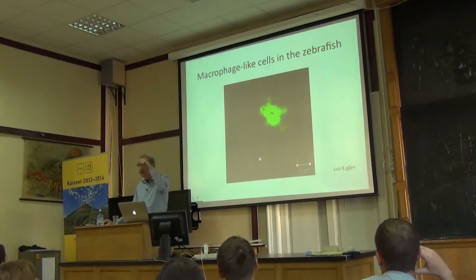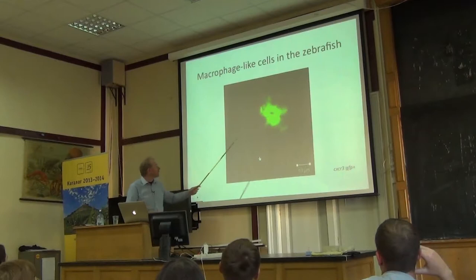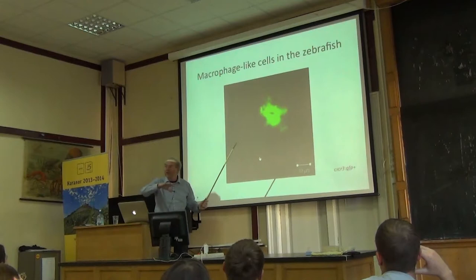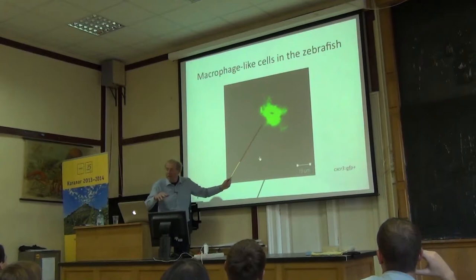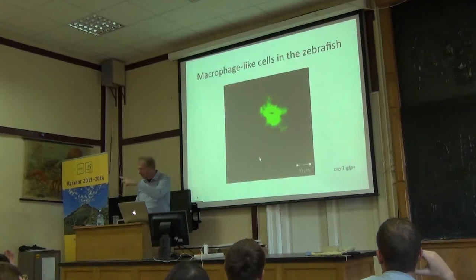So if you are a friend of this particular cell type and want to see where this one goes and distinguish it from all the other green cells that are also wandering about in the embryo, you can shine a light on them and change the color from green to red, for example, and then this red color will stay. You can follow the cell that you marked in one place and see how long it takes for it to go to another place.